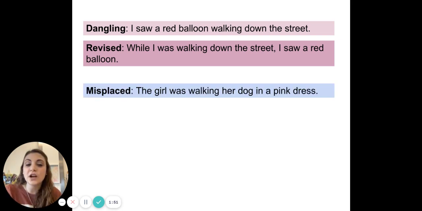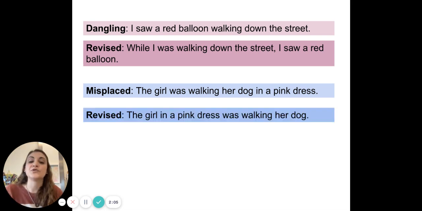The girl was walking her dog in a pink dress. Well, some people put their dogs in pink dresses. Chances are in this sentence, it's the girl who is wearing the pink dress. In a pink dress is our modifier. Let's simply move it next to girl. The girl in a pink dress was walking her dog.